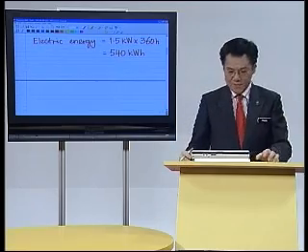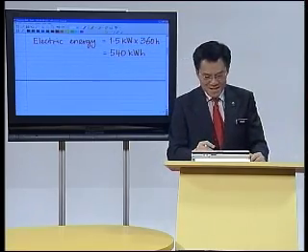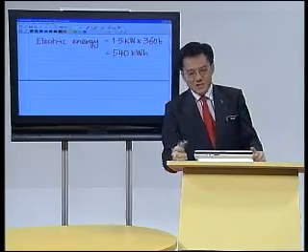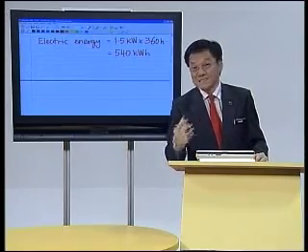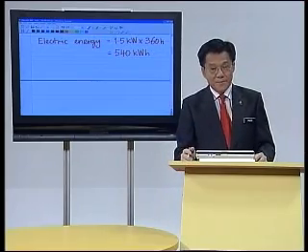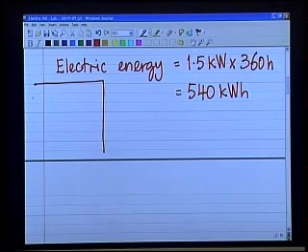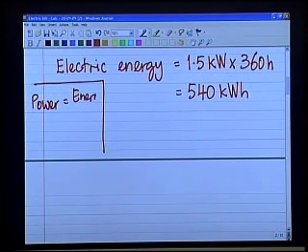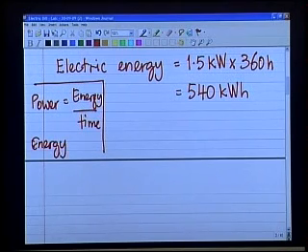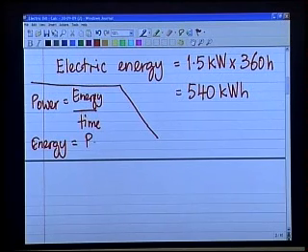I know some of you must be saying, teacher, why is it that you write down energy? You mean kilowatt hour is energy? It is. Just a little bit of revision. Do you remember that power is equal to energy divided by time? So energy is given by power multiplied by time.